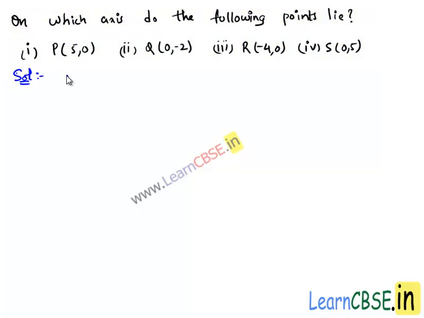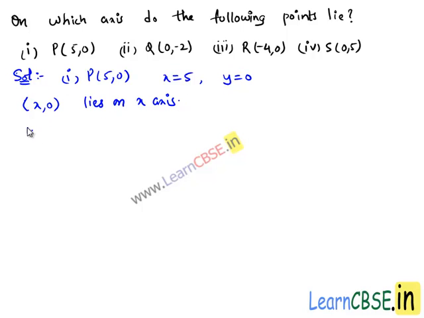Let's see the first bit. The point P is given as (5, 0). We need to find on which axis this point lies. Here the x coordinate is given as 5 and the y coordinate is given as 0. We know that any point on the x axis is of the form (x, 0). Hence the point P (5, 0) lies on the x axis.